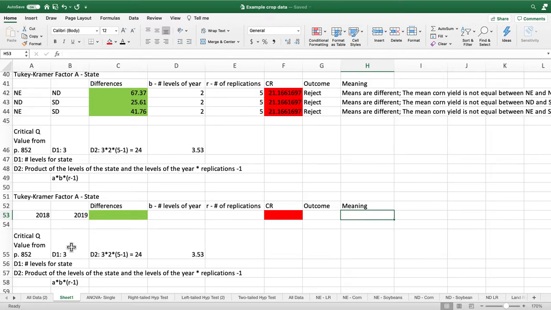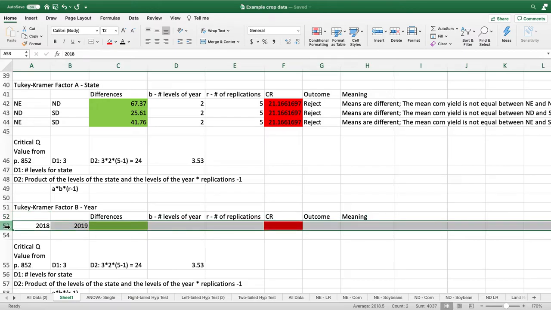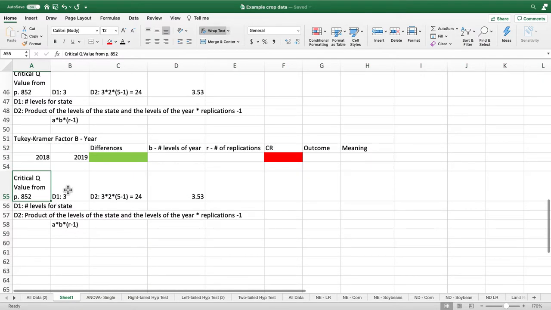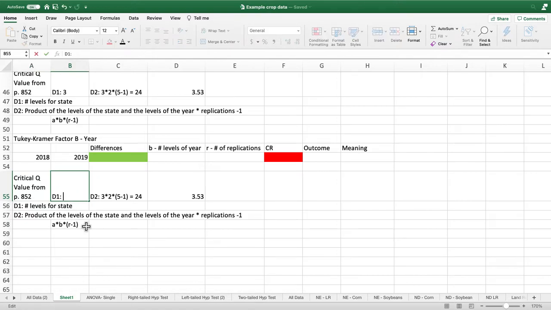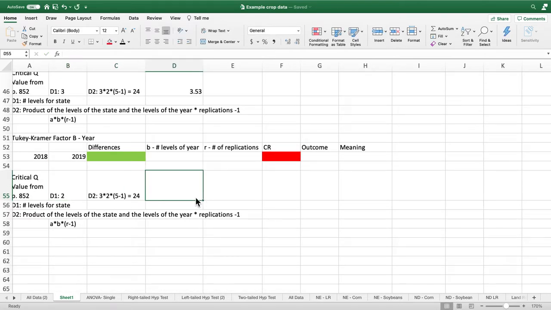All right, so our critical value. Here are D1, we're looking at Tukey-Kramer for factor B, which is year. So we have 2 factors, 2018, 2019, so those are the only within that we need to look at. So we again need to find that critical value. Well, D1 is now our year, so we only have 2. Our D2 stays the same because of the fact that we would just be flipping the 3 and the 2.